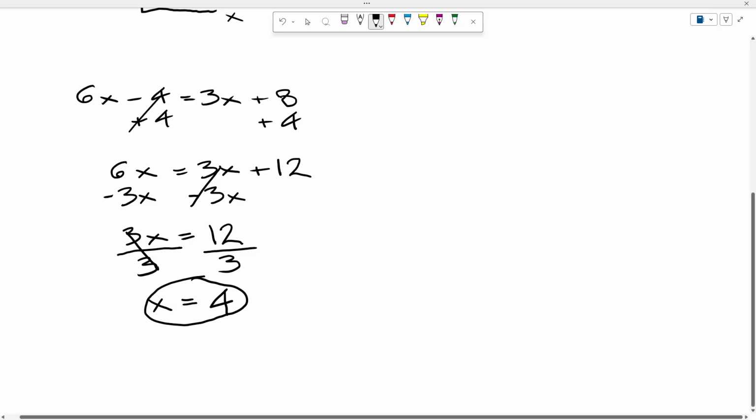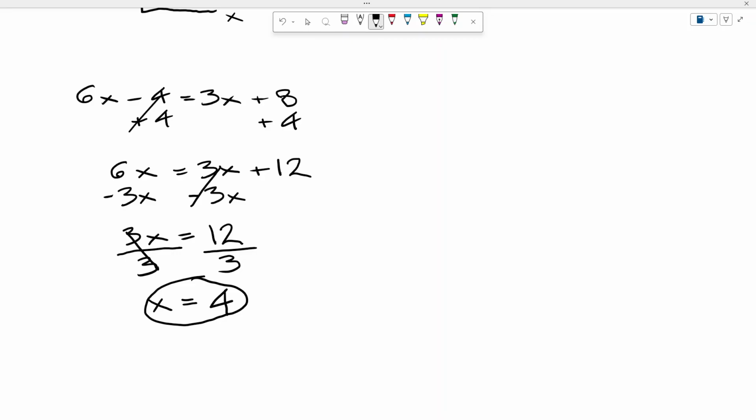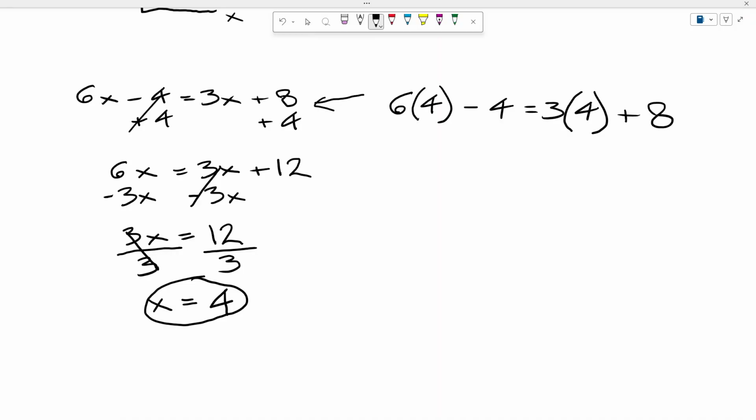And of course, if you are ever in doubt, you can always check your work and plug it back in. So we're saying that x is equal to 4, so if we go back to the original equation that we had, we take 6 times x, which now we're saying is 4, minus 4 equals 3 times x, which again is 4, so we'll plug that in for x, plus 8.